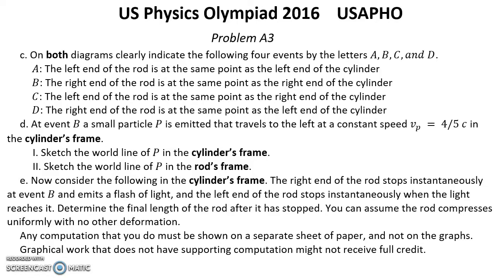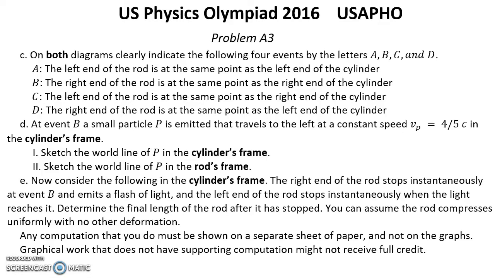Question D. At event B, a small particle P is emitted that travels to the left at the constant speed Vp equal to 4/5 of the speed of light in the cylinder's frame. Question 1. Sketch the world line of P in the cylinder's frame. Question 2. Sketch the world line of P in the rod's frame.